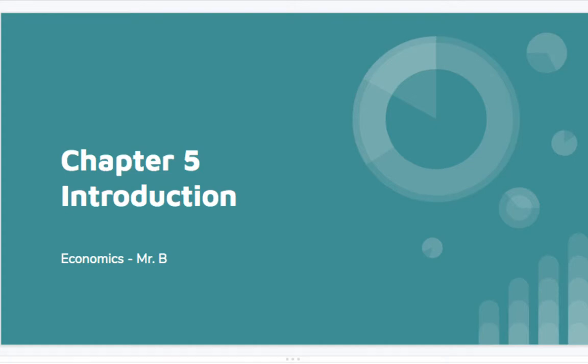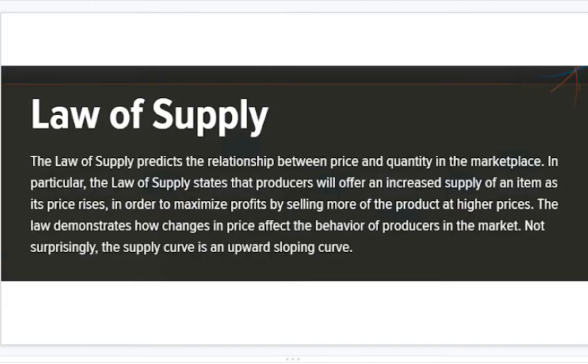All right, we find ourselves at the beginning of Chapter 5, and we're going to be talking about the law of supply. So the opposite of demand is what the manufacturers or the markets are willing to produce in order for consumers to purchase. The law of supply predicts the relationship between the price and quantity in the marketplace.